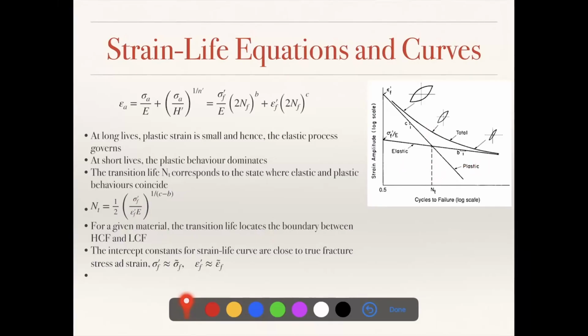How did we arrive at 10 power 3? We said 10 power 3 to 10 power 4 because it depends on the material. By plugging in the properties of a given material, sigma f dash, epsilon f dash, E, c, and b, which are all material constants, you can compute NT. If the required life is greater than NT, you can apply HCF. If it is less than NT, you can apply LCF. Is this clear, how you obtain the transition number of cycles?